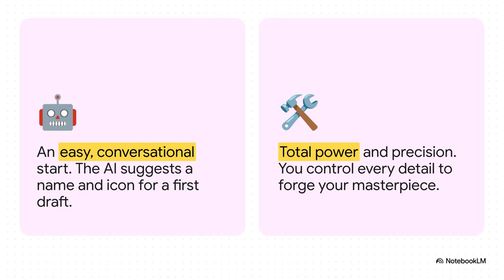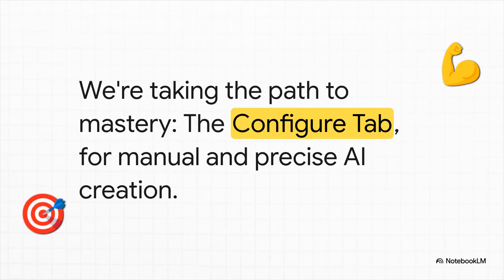All right, so when you first jump in, you're faced with a choice, kind of like two paths. On one side, you've got the Create tab. It's super easy, it's conversational, great for a first draft. But on the other side, you've got the Configure tab, and folks, this is where the real power is. This is where you get total control to build a masterpiece. And you can probably guess which path we're going to take today, right?